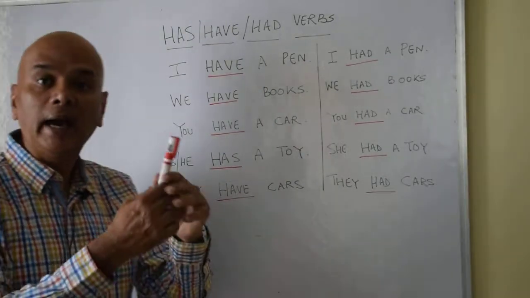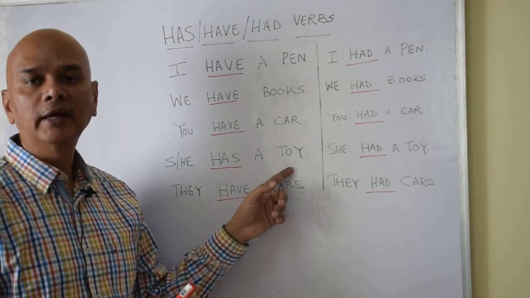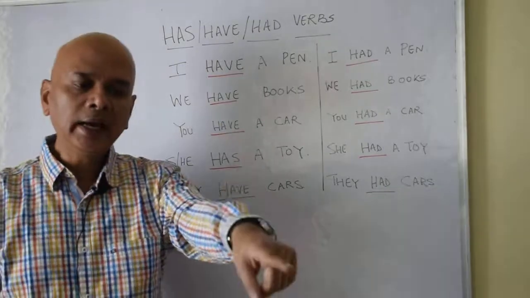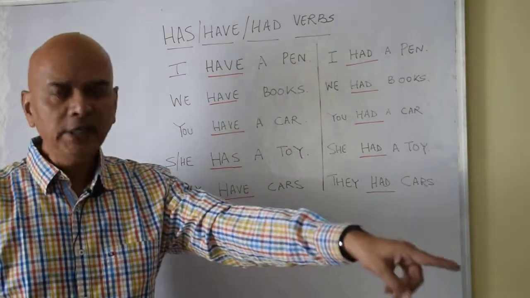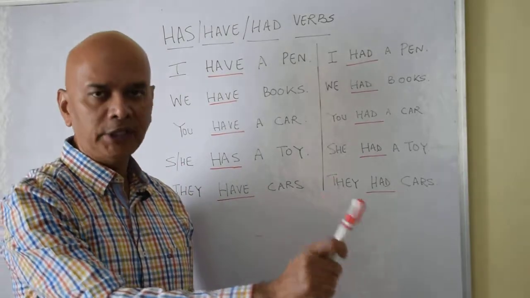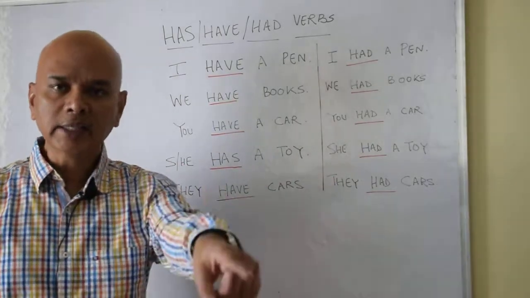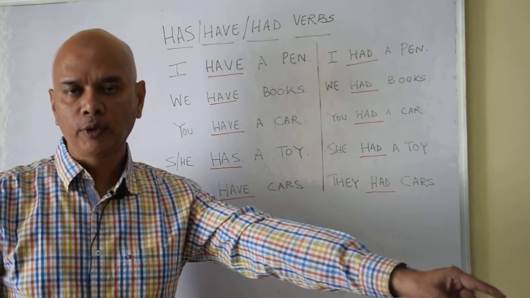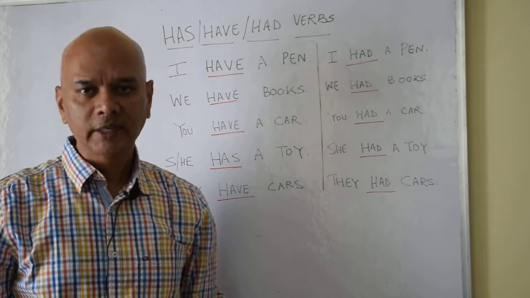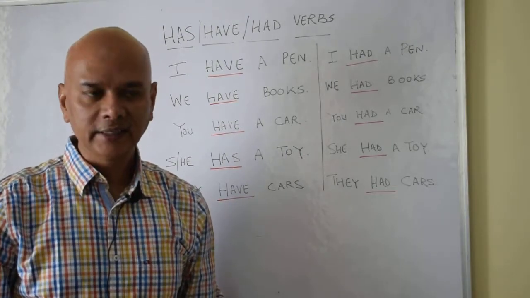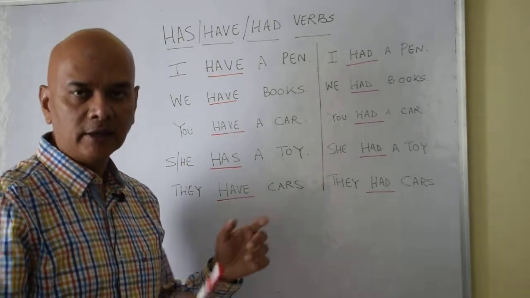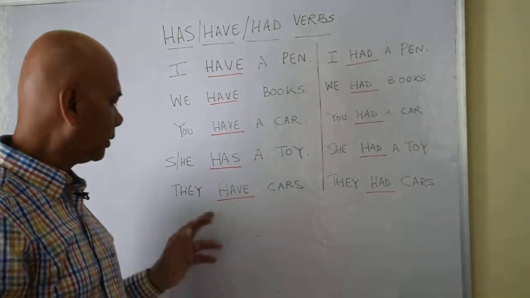She or he has a toy. Third person has will come. He has a toy. She has a toy. Single. He has a book. She has a book. The dog has a tail. So third person will use has in present tense for things they possess.